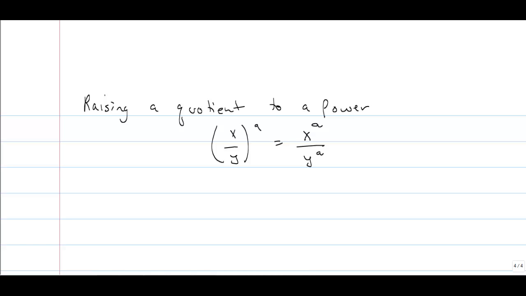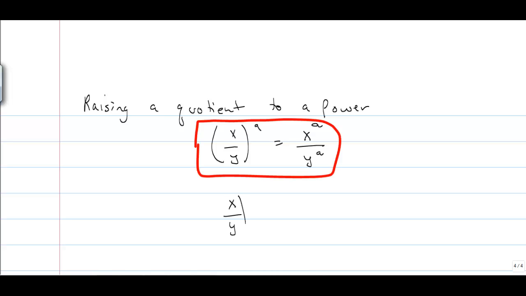Finally, we have the same kind of properties with quotients. That is, if I have x divided by y to the a power, that's equal to x to the a divided by y to the a. Another property that's useful to know is if I have x divided by y to the negative a power, that's the same thing as y over x to the positive a power.